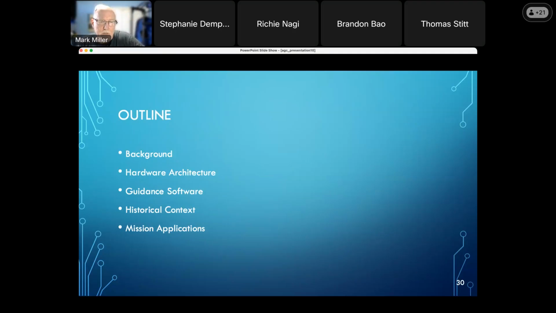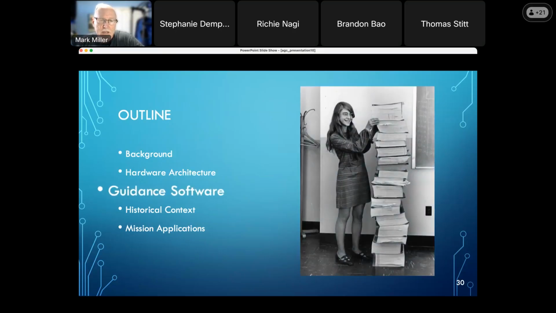All right, so we'll move on to the guidance software, which for me is even more interesting than hardware. That's a picture of Margaret Hamilton. We'll talk a little bit more about her later.